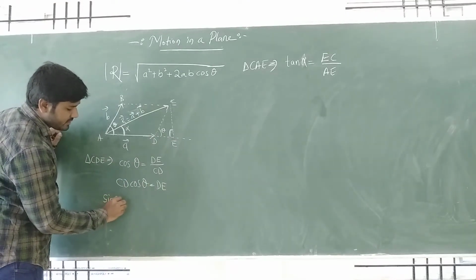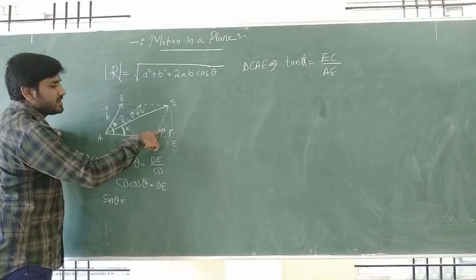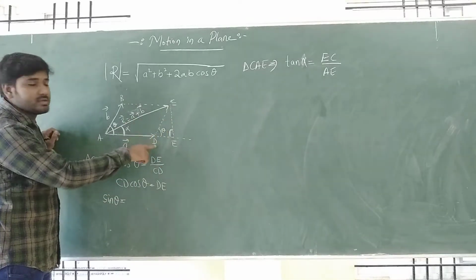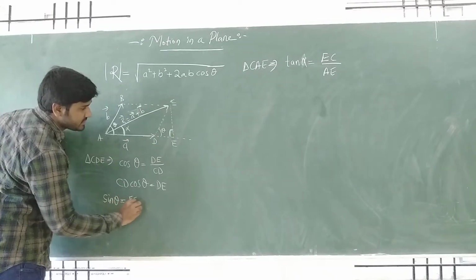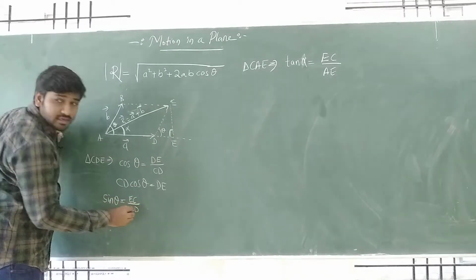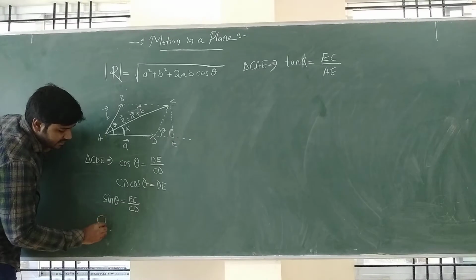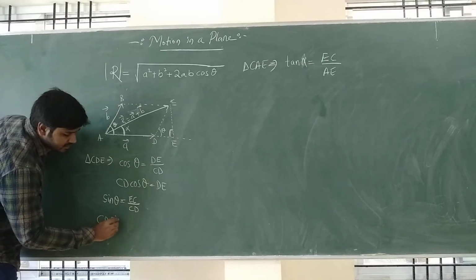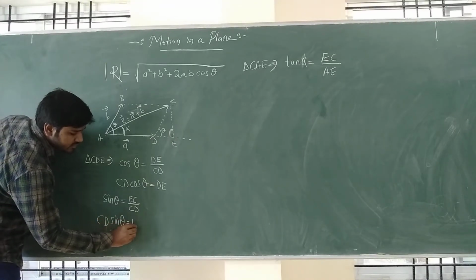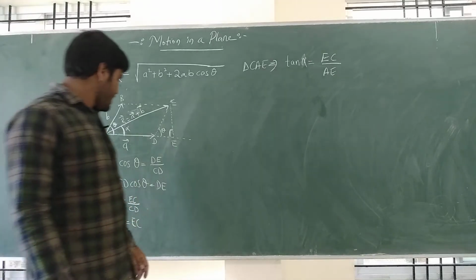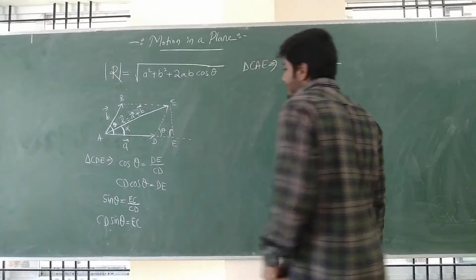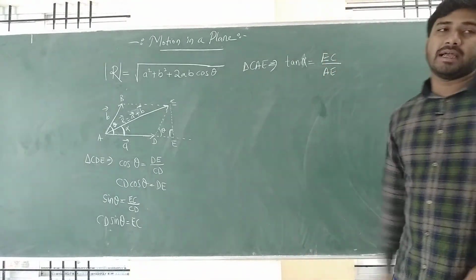Again in this triangle take sin theta. Sin theta is opposite by hypotenuse. Opposite is EC. Hypotenuse is CD. Correct? So can I write CD sin theta is equal to EC? Good. Just keep it as it is.